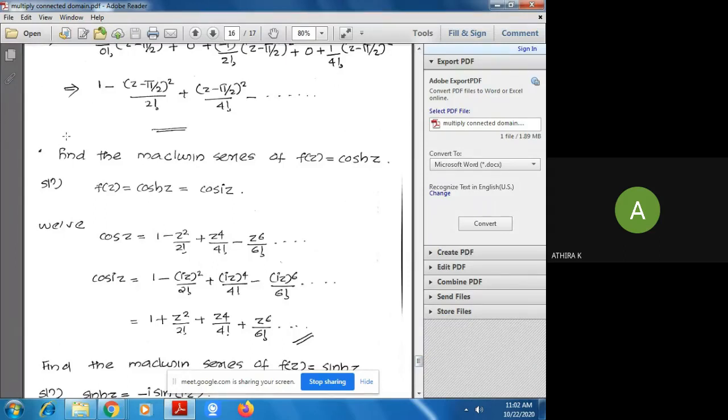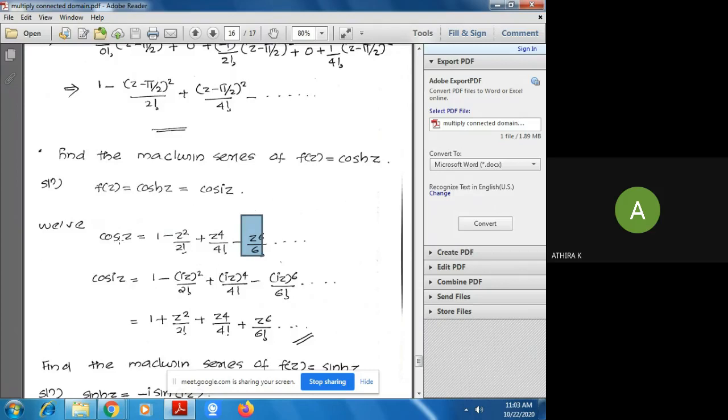Now, consider another problem. Find the Maclaurin series of f of z equal to cos hz. First we write f of z is equal to cos hz, and we know that cos hz is equal to cos iz. So, first we have cos z is equal to 1 minus z square by 2 factorial plus z raised to 4 by 4 factorial minus z raised to 6 by 6 factorial, etc.